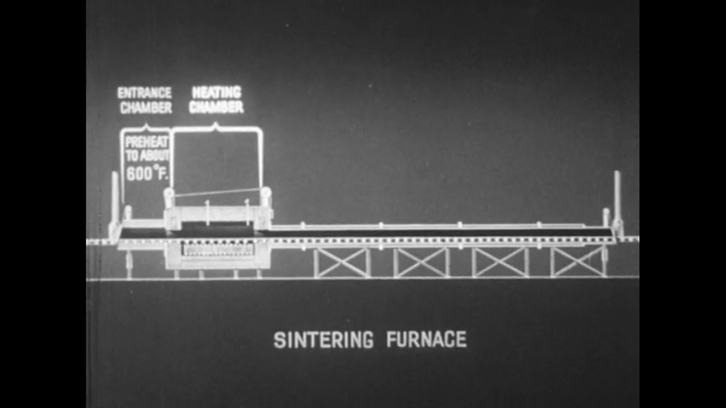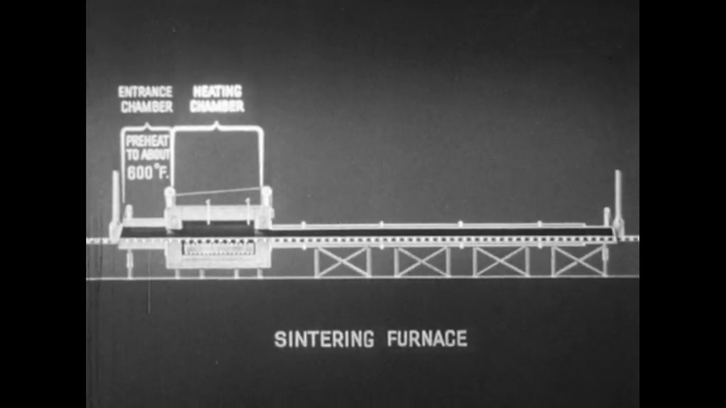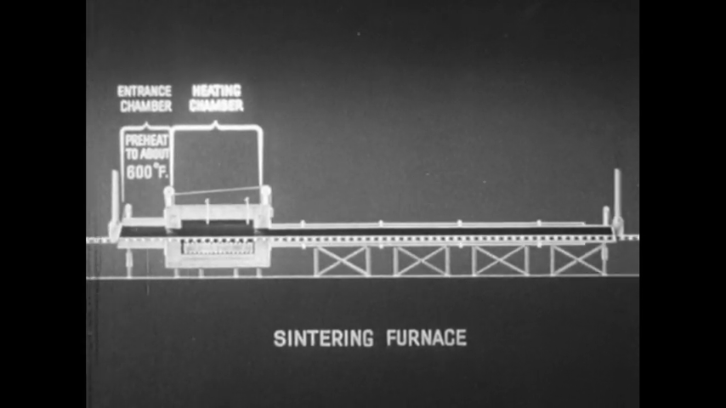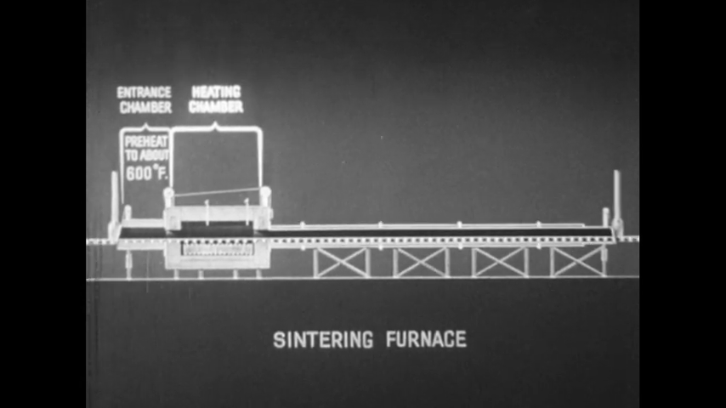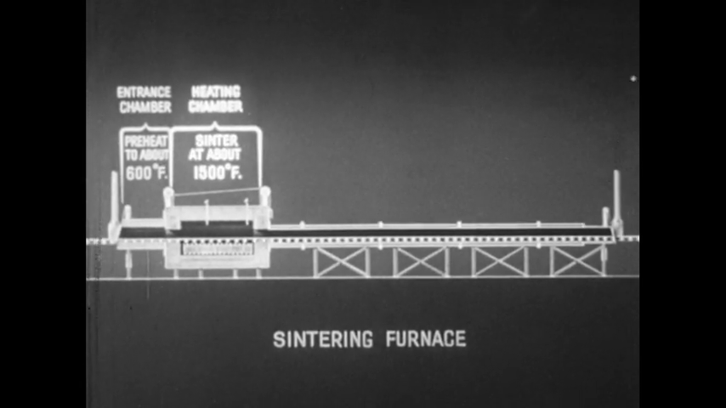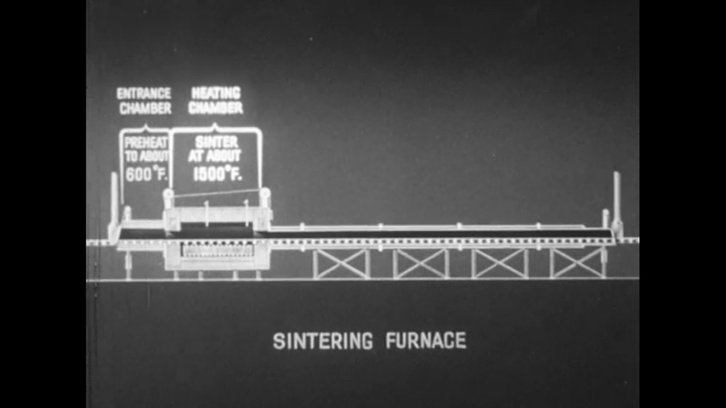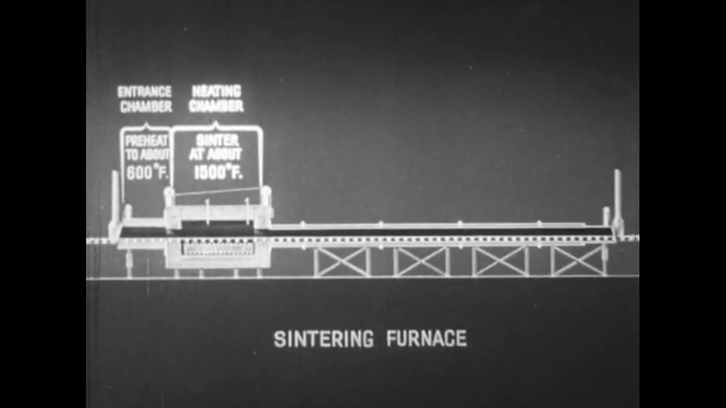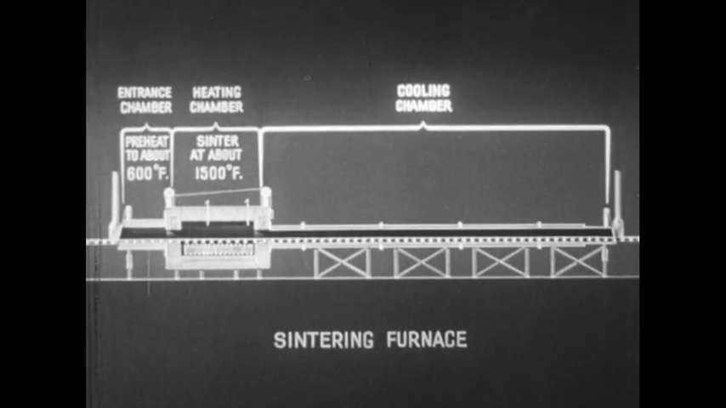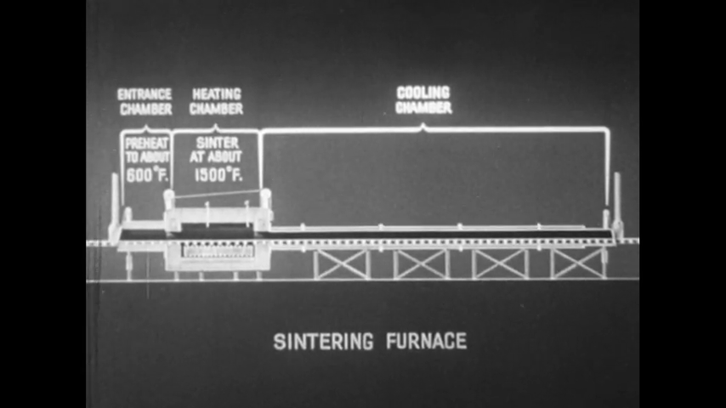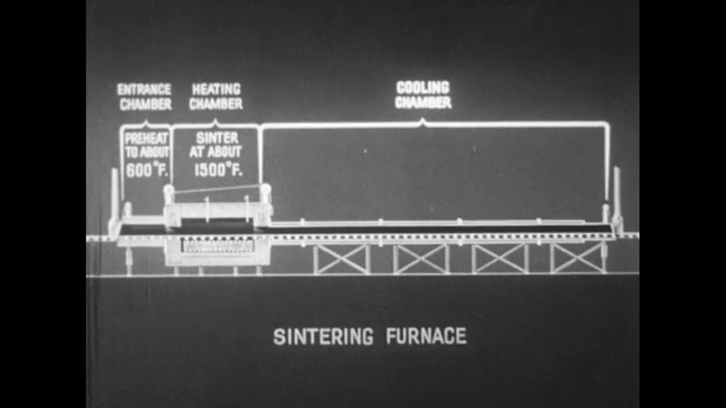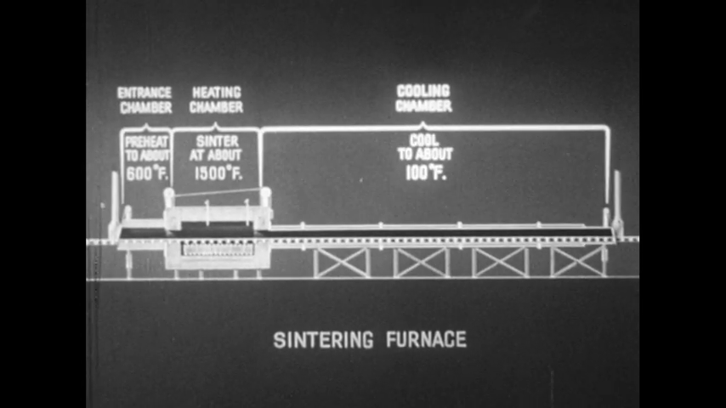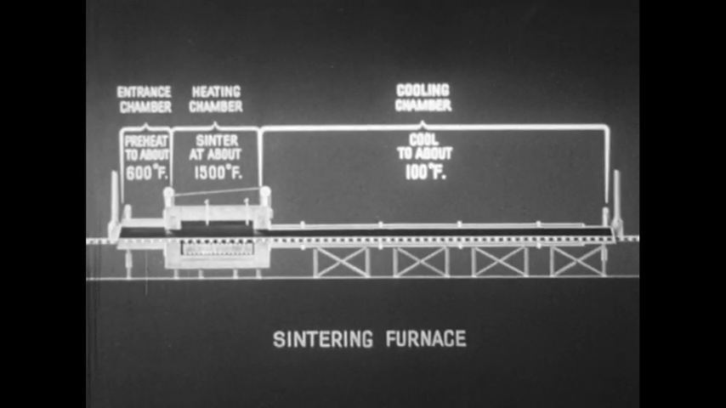This section is the heating chamber where the actual sintering takes place. Here, the bearing briquettes are brought to their sintering temperature of about 1,500 degrees Fahrenheit. After about 8 minutes in this heat chamber, their sintering completed, the briquettes pass into this long water-jacketed cooling chamber. They are cooled to about 100 degrees Fahrenheit by the time they emerge from the furnace.